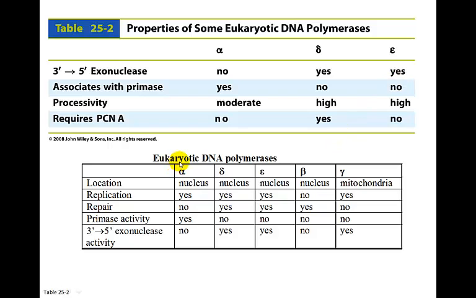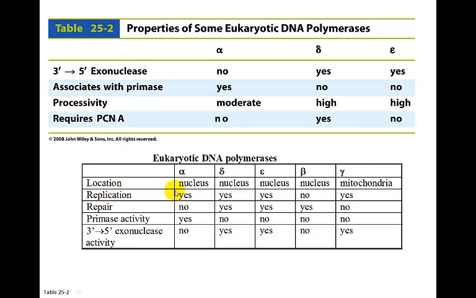A table I made of the eukaryotic DNA polymerases. Location: alpha's in the nucleus, delta's in the nucleus, epsilon's in the nucleus, beta, which is another DNA polymerase, is in the nucleus. Some of these are also involved in repair. So beta is involved in repair. And then gamma. Gamma DNA polymerase is found in mitochondria. Remember, mitochondria have their own molecular biology. They have their own DNA synthesis, own transcription, own protein synthesis.